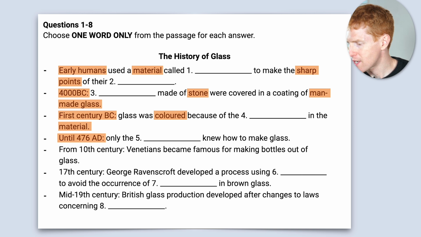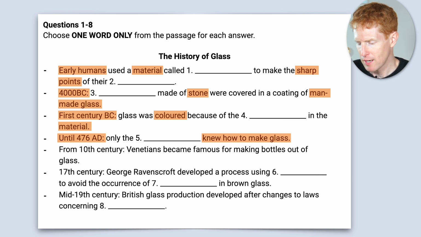Until 476 AD, only the something knew how to make glass. Okay, now we don't need to bother about the next one because there's no question, but I would still read that quickly. From 10th century, Venetians became famous for making bottles out of glass. Okay. 17th century, so that's going to help us locate the answer.